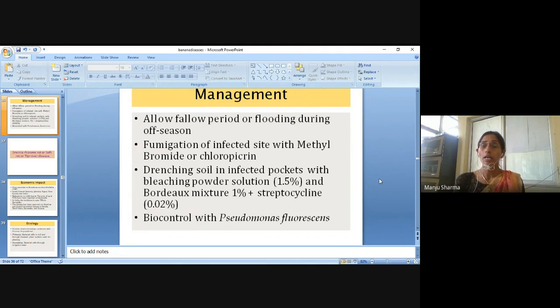Fumigation of the infected site with methyl bromide or chloropicrin. Drenching soil in infected pockets with 1.5% bleaching powder solution, 1% Bordeaux mixture, and 0.2% streptocycline, and biocontrol with Pseudomonas fluorescens.